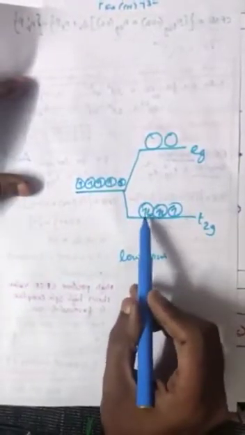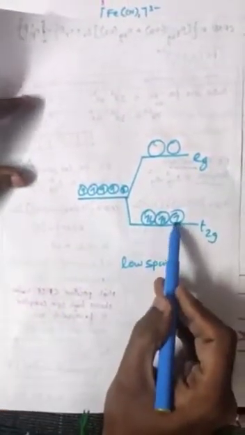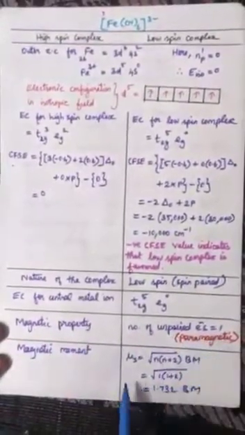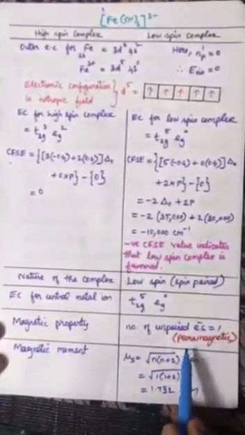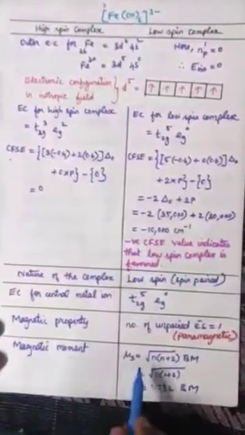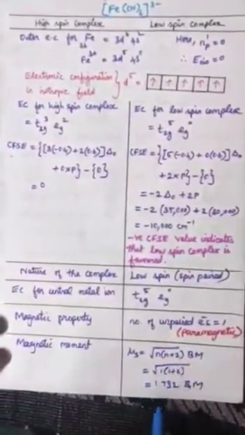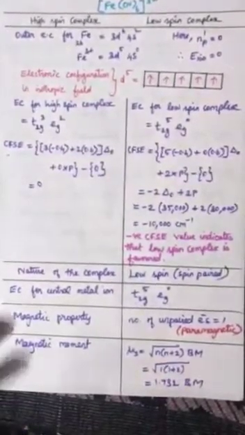So see here, among the 5, 4 electrons are in the paired form and 1 electron is in the unpaired condition. So how many unpaired electrons are present here? Only 1. So that is what I have mentioned here. Magnetic property, number of unpaired electrons is equal to 1. So though it has only 1 unpaired electron, it is paramagnetic. Magnetic moment formula mu is equal to root of n into n plus 2. So root of 1 into 1 plus 2, which is equal to 1.732.